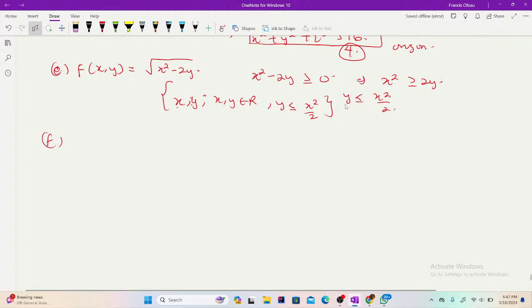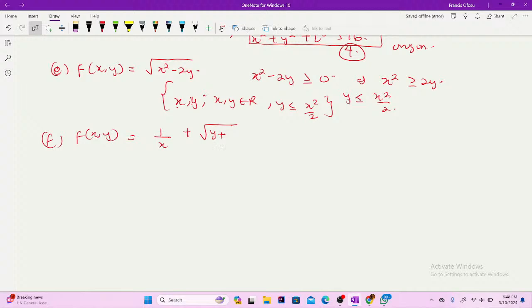So let's see. I have f of xy is equal to 1 over x, plus the square root of y plus 4, minus the square root of x plus 1. So we have to find the domain of this function. So how do we do this? Here you have three pieces of the function: 1 over x, the square root of y plus 4, minus the square root of x plus 1. Is that not it? Yes. So we want to find the domain of this function. How do we do that?